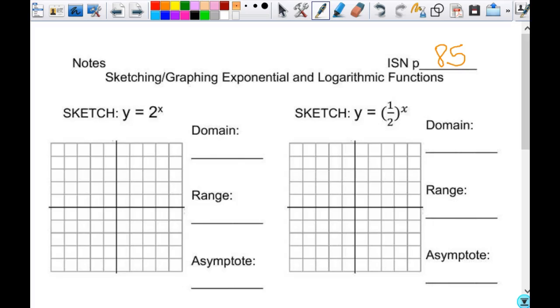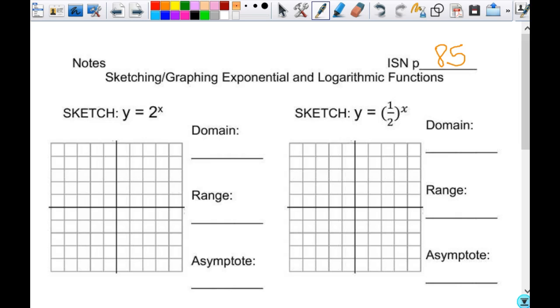Okay, so we're starting exponentials and logarithmic functions. All right, this is going on page 85. I want you to open your ISNs to, I think, page 56. See what's on page 56, and I'll tell you if that's what I want. Oh, look at that. You're just like a pro over here. All right, so on page 56, and you may need to access the stuff before it as well.